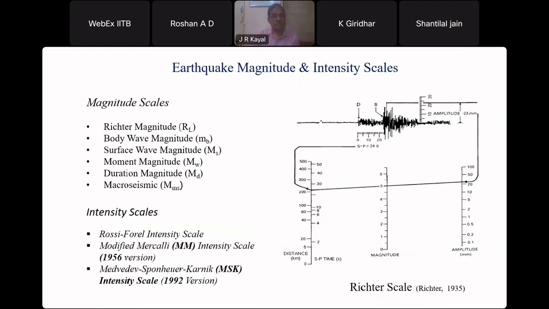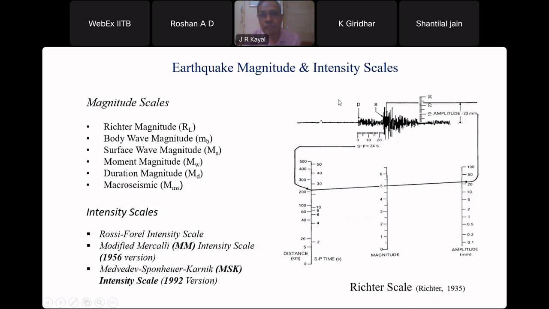And this is just basic information about the earthquake magnitude and earthquake intensity scales. I think there is always confusion about magnitude and intensity, even among journalists. You see, earthquake magnitude is the size of the earthquake. First Richter gave this scale, which you all know as the Richter scale.